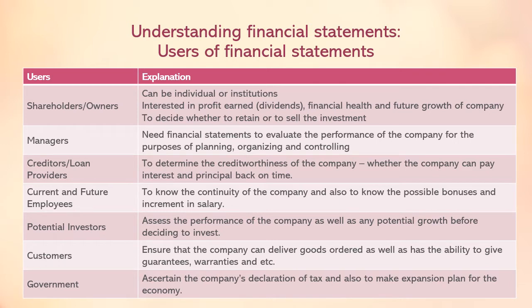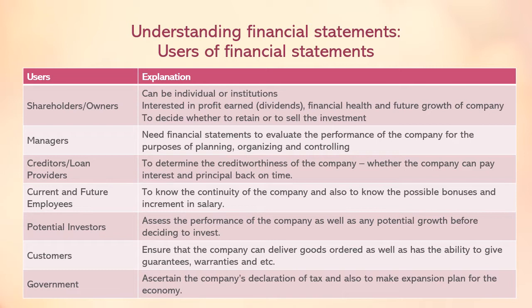It can be either individual shareholders or institutional shareholders. So what are the owners interested in? They want information on the profit earned so that they can estimate the dividend they should receive, the financial health and the future growth of the company, because they want a high price earning ratio, and they want to decide whether to retain or to sell the shares that they are holding.